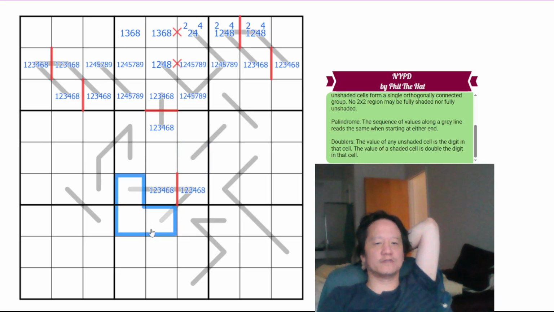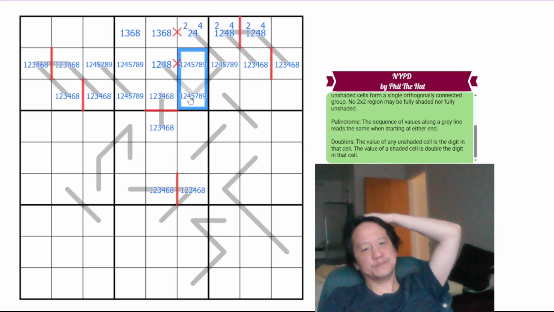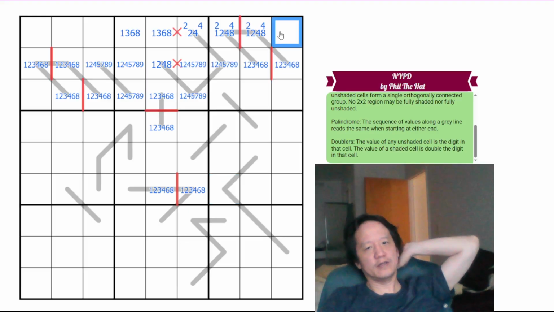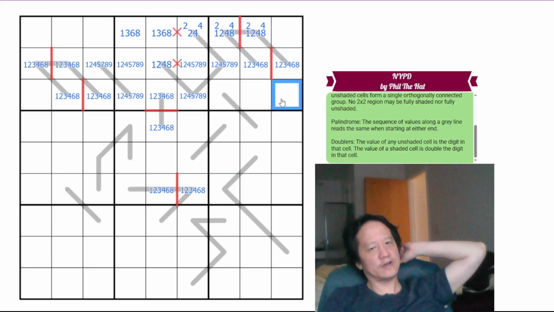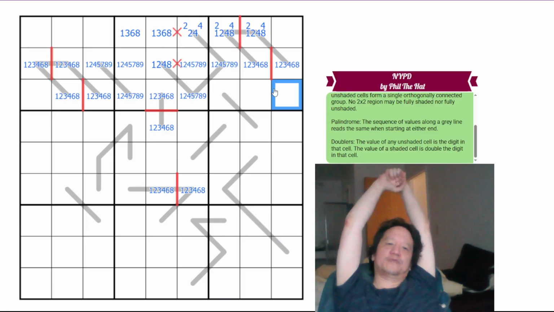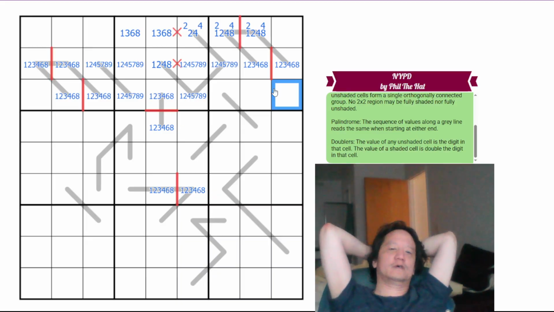Obviously, if this is 579, it could match one of these two. It could be either one. If this is 579, it could be either of these two. That's fine. 3-6 seemed fine also.